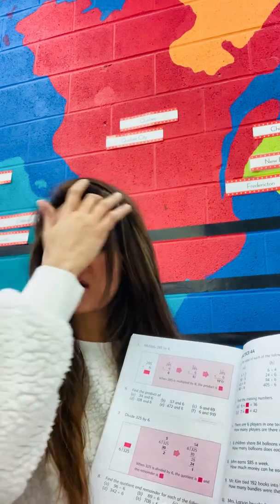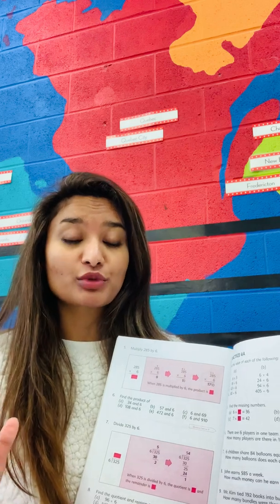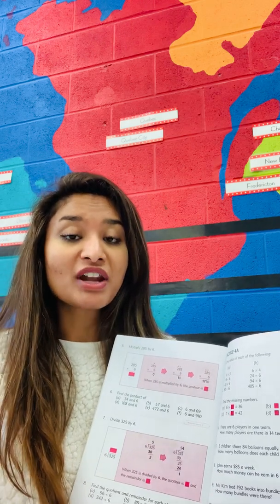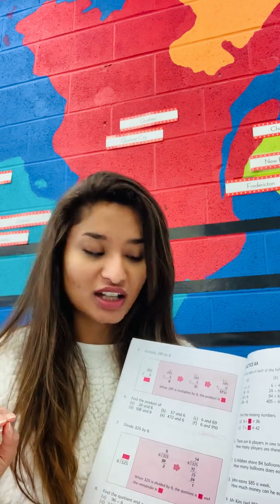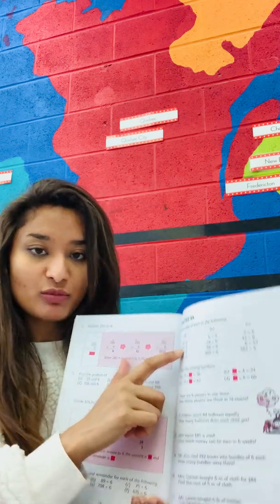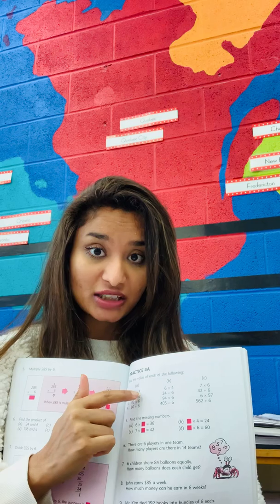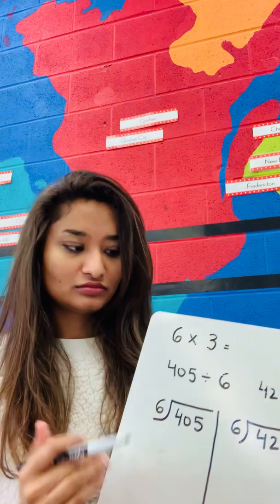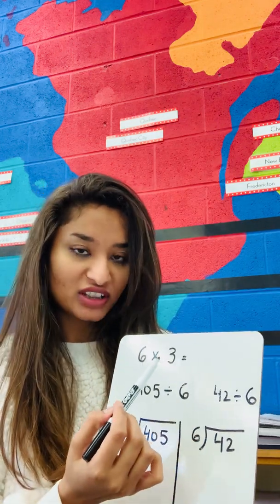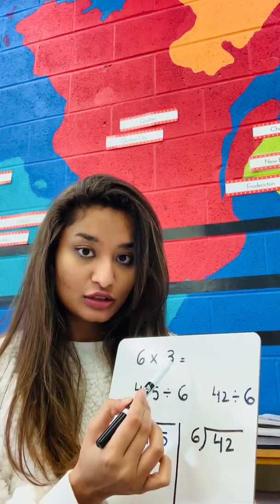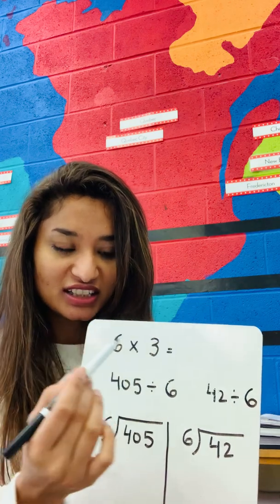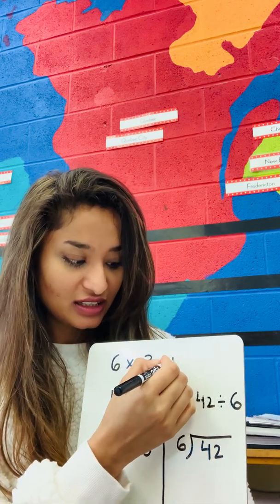So if you haven't started practicing your 6 times table, I would suggest that you start doing that. Okay, so I am working on 6 times 3. So now 6 times 3, what does that give us? If you have 3 6s, what would that give you? Okay, so 6 times 3 gives us 18.